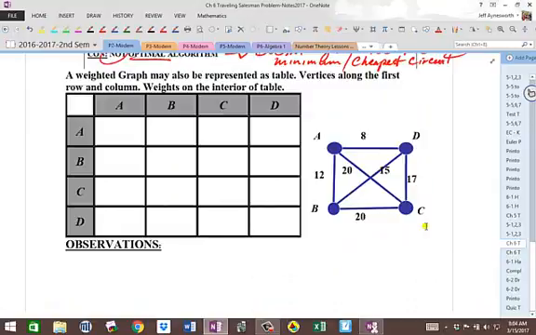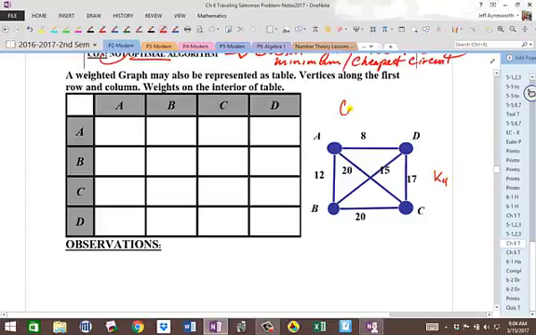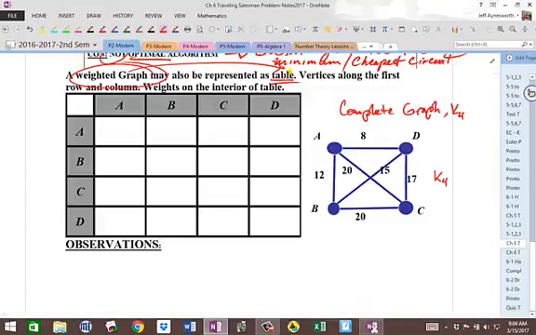Now let's take a look at this. Sometimes you can take a complete graph, this is K4 again, and convert it into a table. A weighted graph may also be represented as a table. So one of the skills that you need is to be able to go back and forth from table to graph, graph to table. We're going to look at two vertices, look at the weights between them, and fill the table.